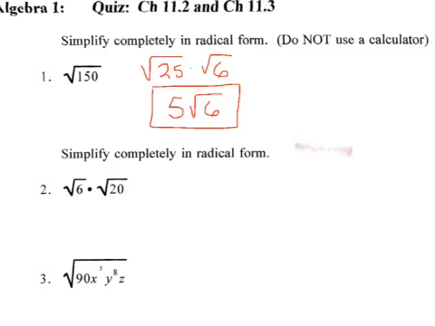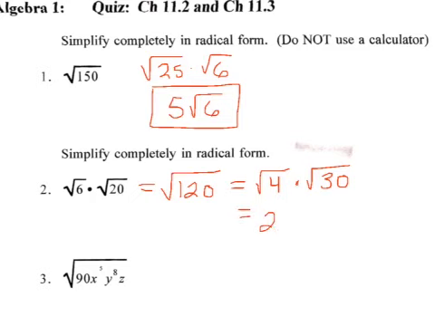For the square root of 6 times the square root of 20, we would first want to multiply those two numbers together. So we know that 20 times 6 is 120. Now we want to try to think of two numbers that multiply to 120, and we are hoping to find one of those numbers that is a perfect square. So we know that the square root of 4 times the square root of 30 will multiply to 120, and we can take the square root of 4. It is 2.